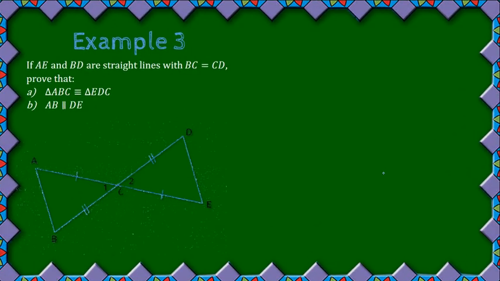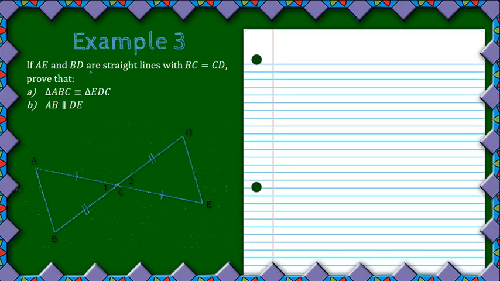Then for example 3, AE and BD are straight lines, with BC equal to CD. Prove that triangle ABC is congruent to triangle EDC. Once again we need to prove congruency. We start off by stating in which triangles we're working. We are working in triangle ABC and triangle EDC. So three reasons.